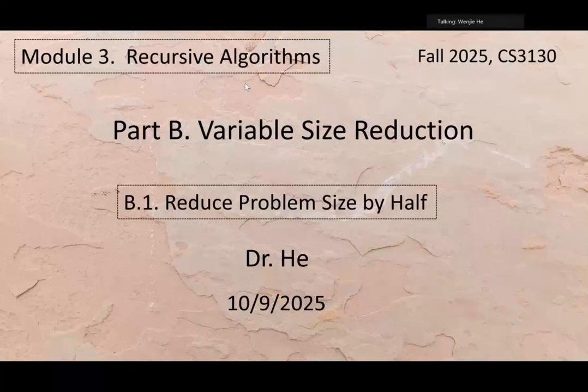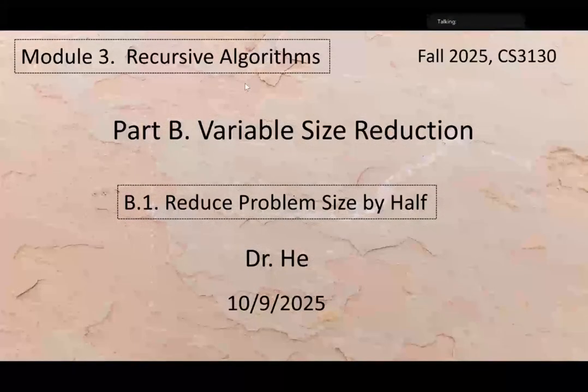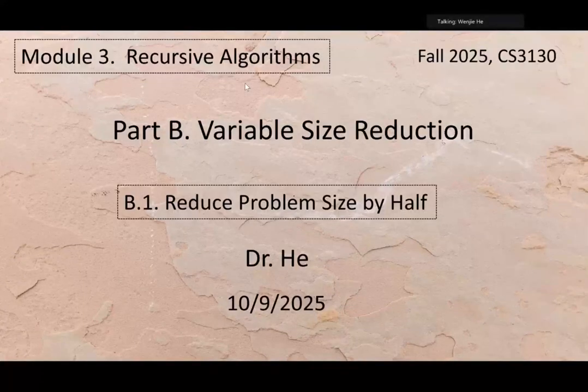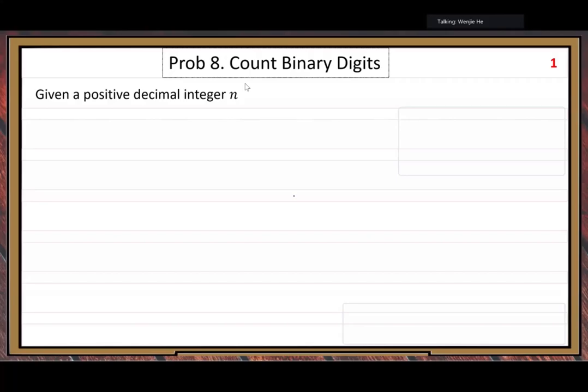In this part, we will do two other different types of problem size reduction. The first one, B.1, reduce problem size by half, cutting half. So let's look at the question. Problem 8. Count binary digits. Let's look at the problem.